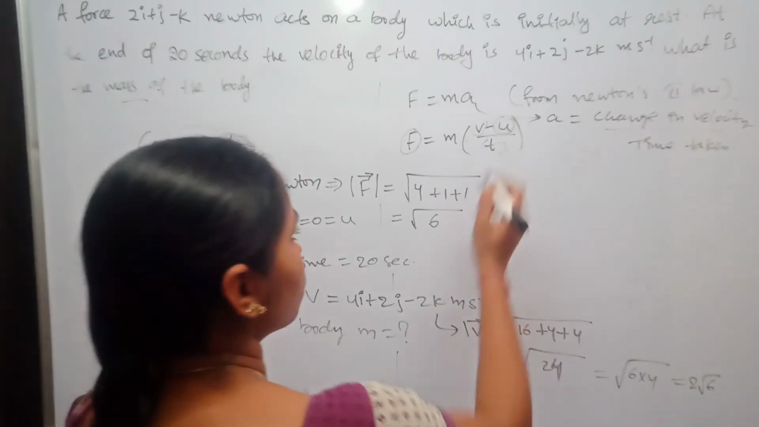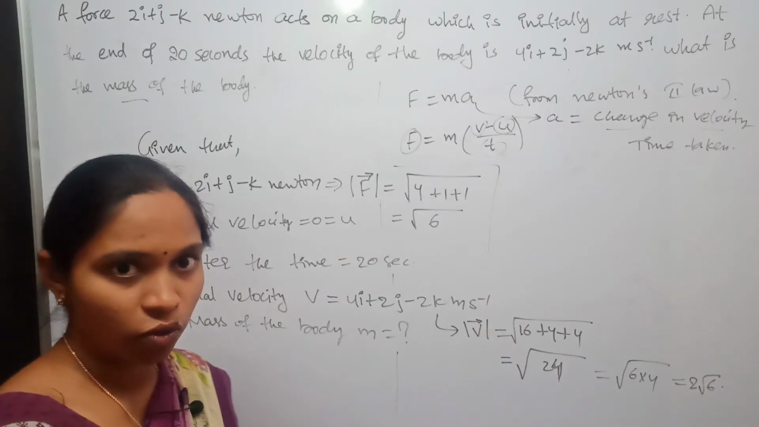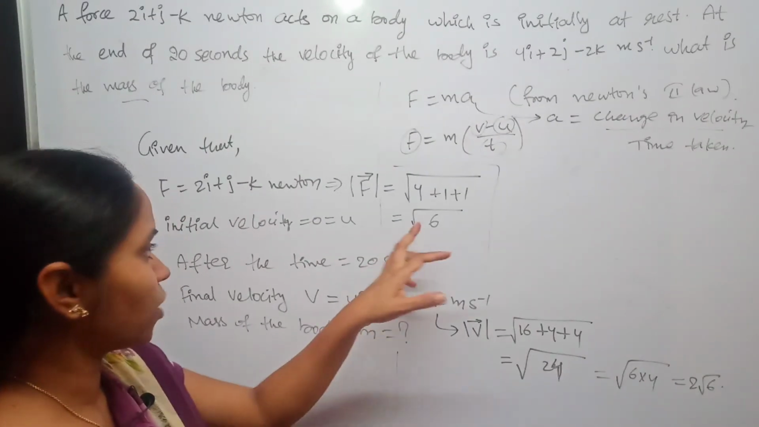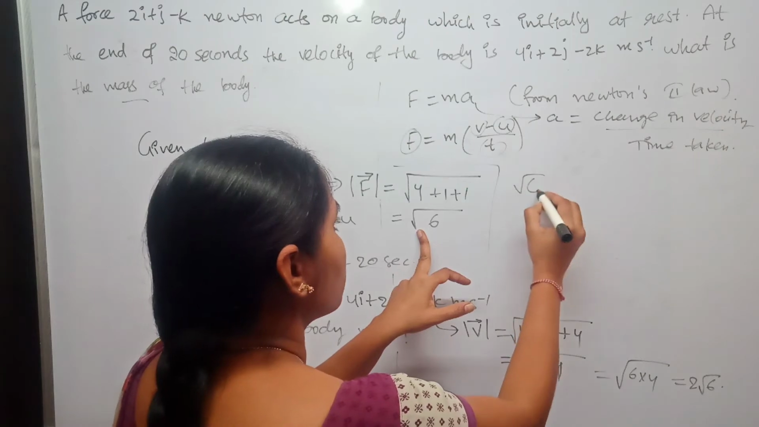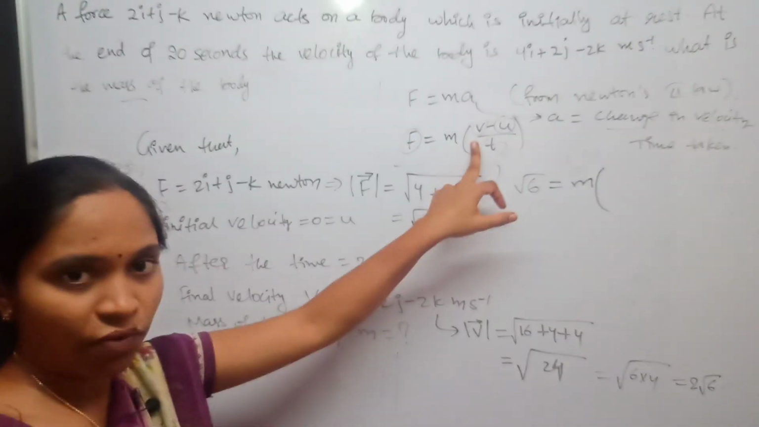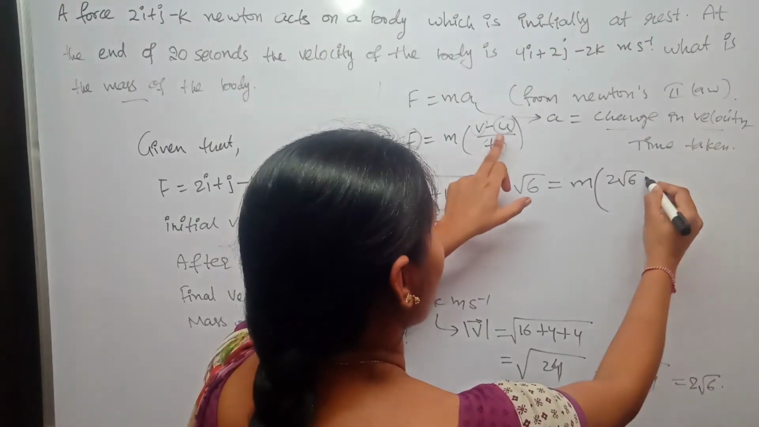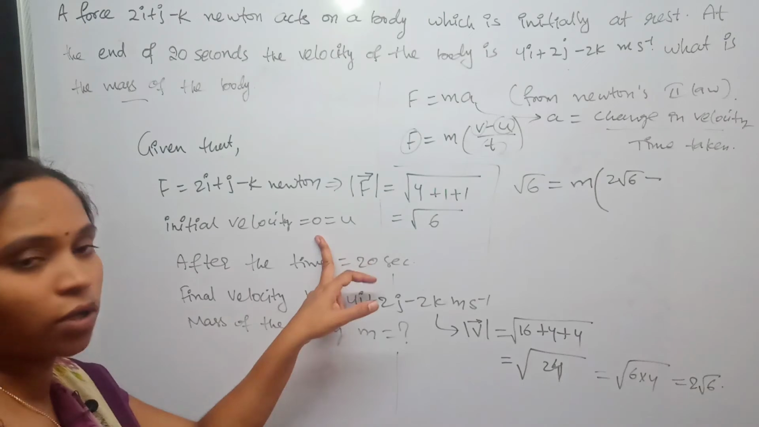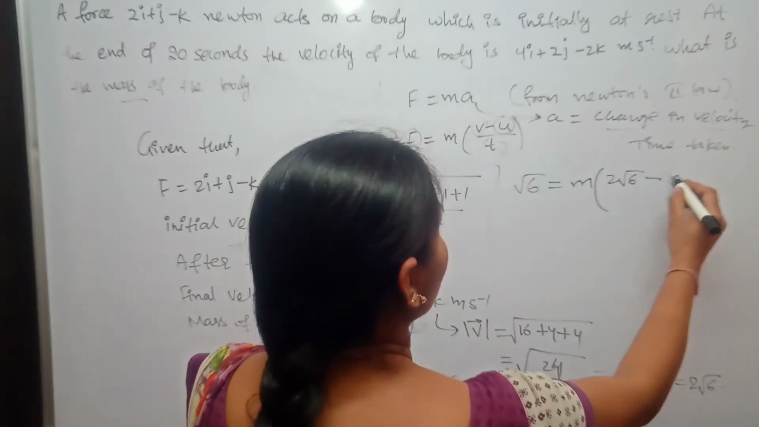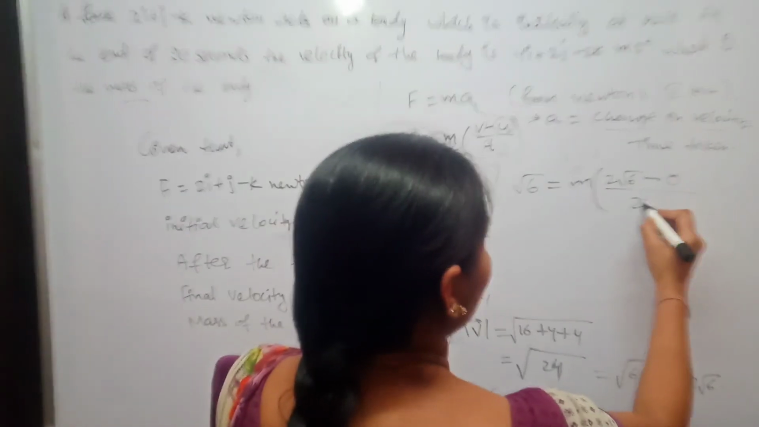Now using this equation, I am going to find out the mass of the body. What is the force we have? Magnitude of force is root 6, which is equal to mass into, what is the final velocity we have? 2 root 6, minus what is the initial velocity we have? 0, by the time, which is 20 seconds.